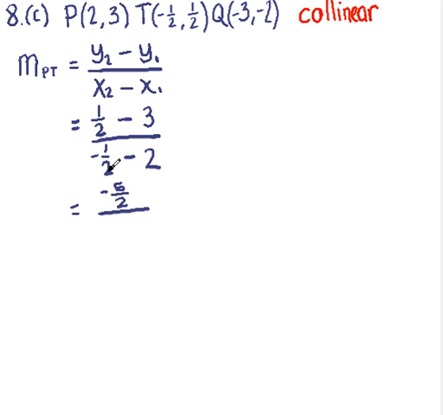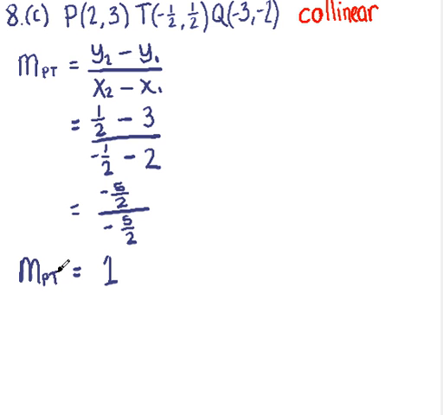Divided by, and then we have minus a half minus 2. And that also gives us minus 5 over 2. So what we have is a negative divided by a negative, which gives us a positive answer. We have the same thing on the top as on the bottom, and anything divided by itself gives us an answer of 1. So the gradient of the line PT is equal to 1.